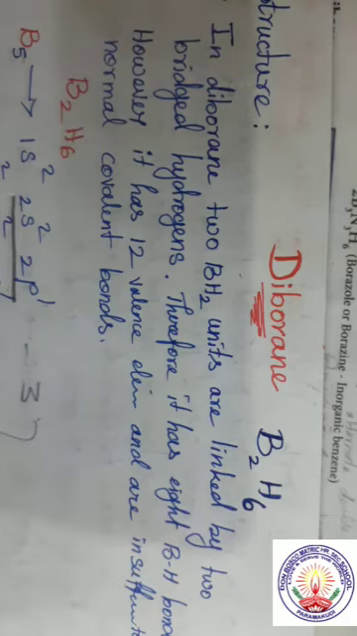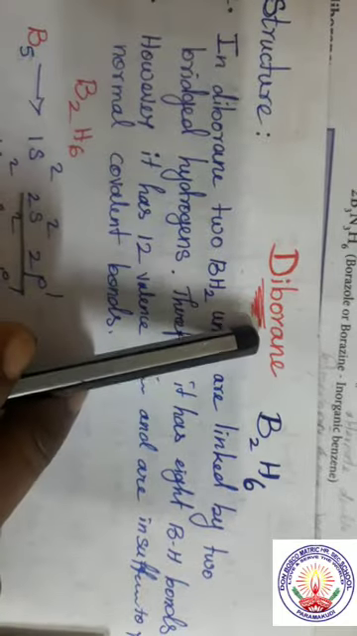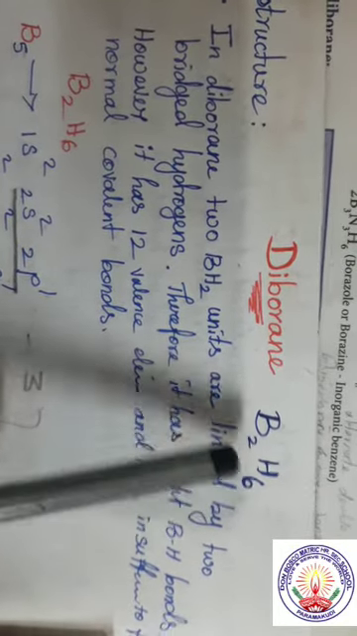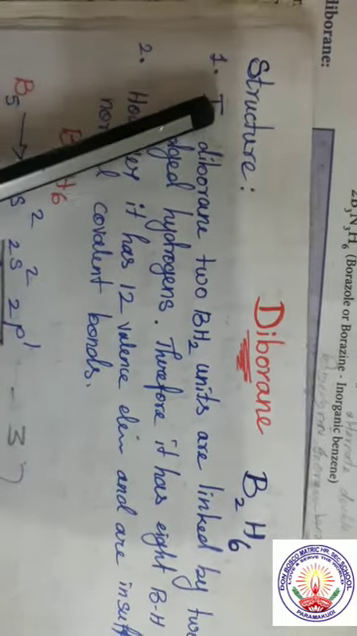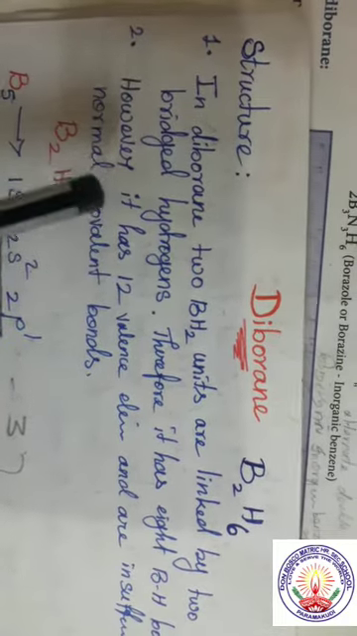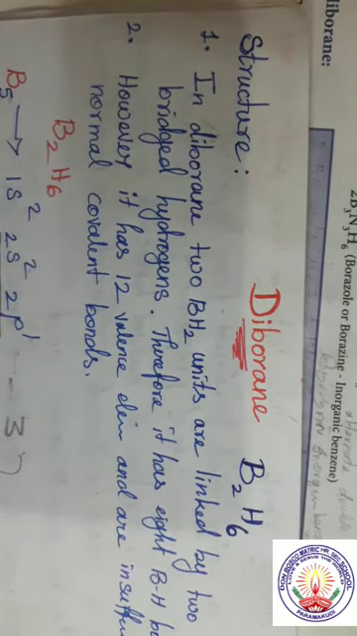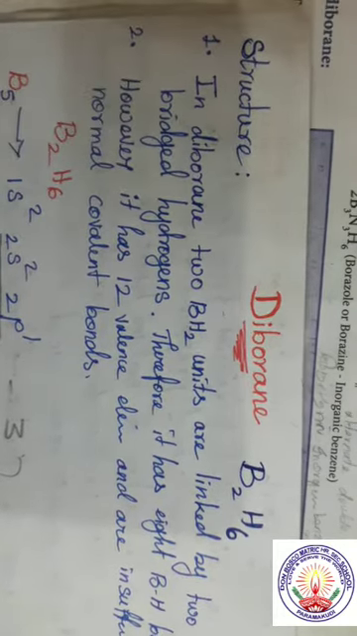Here we shall learn about the structure, preparation, property and uses of diborane. Its molecular formula is B2H6. First we shall see about the structure of diborane. Here we have 6 to 7 points to describe about the structure of diborane.